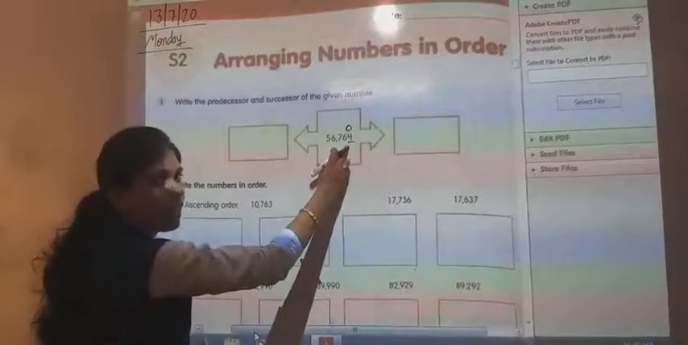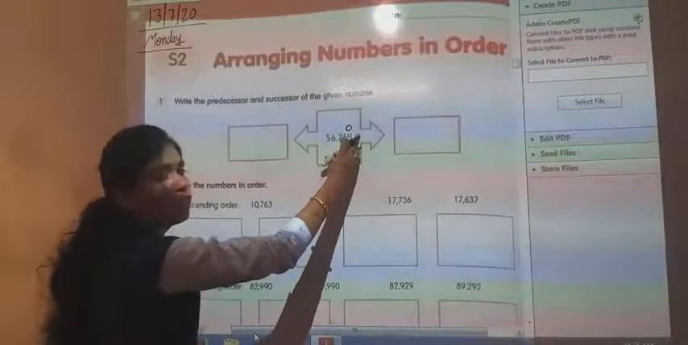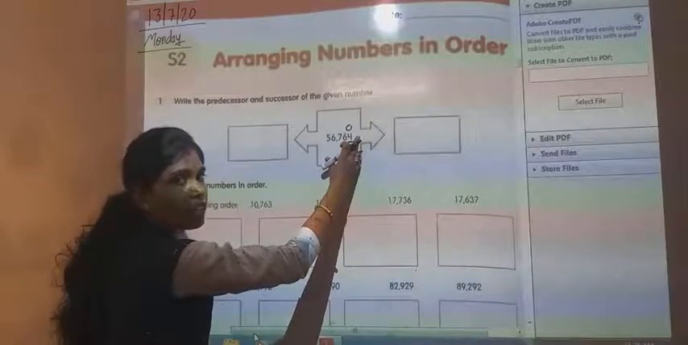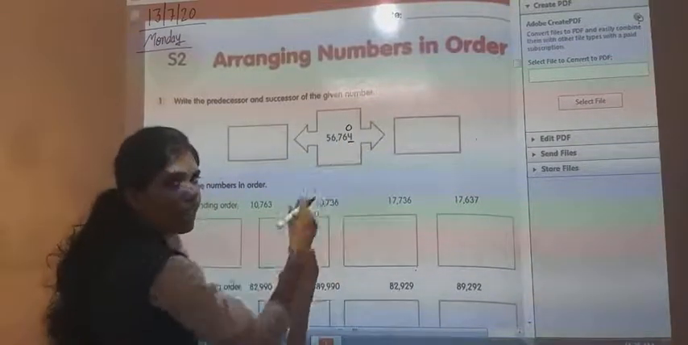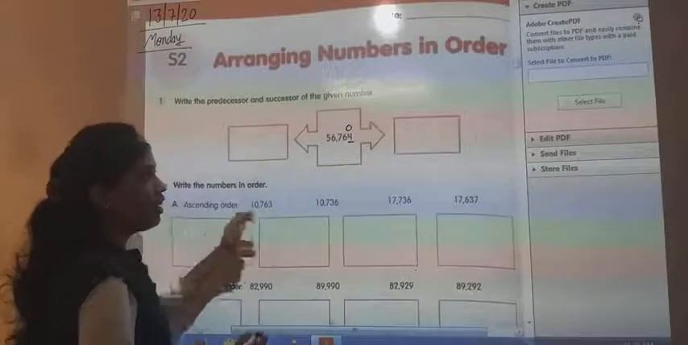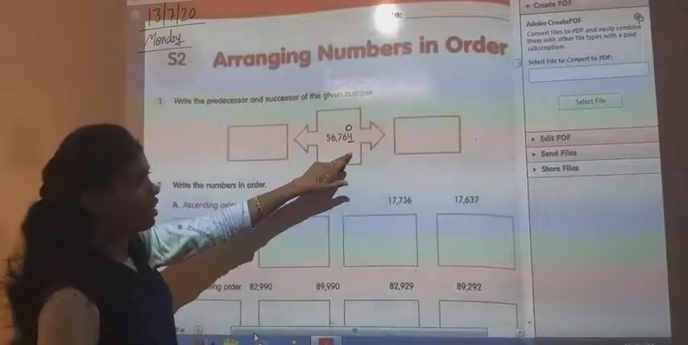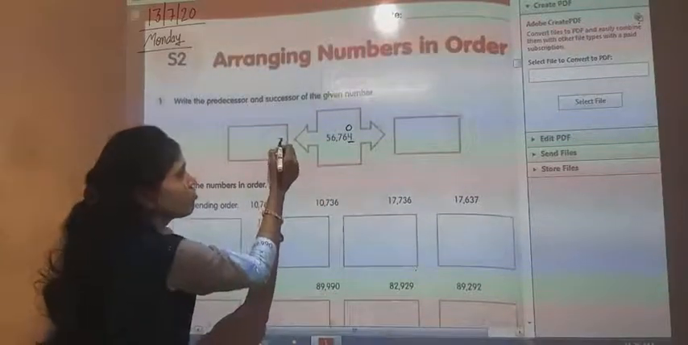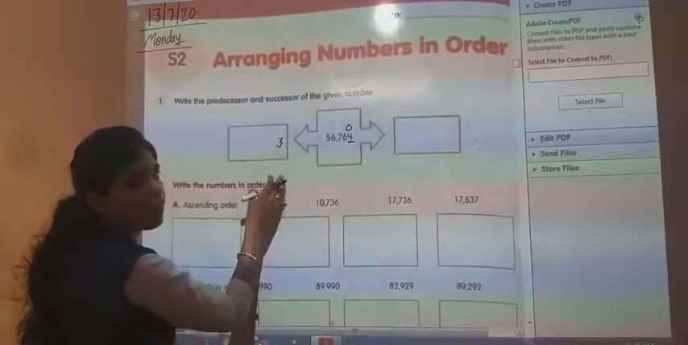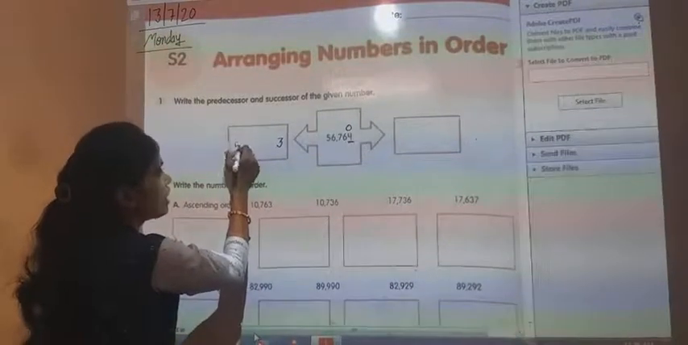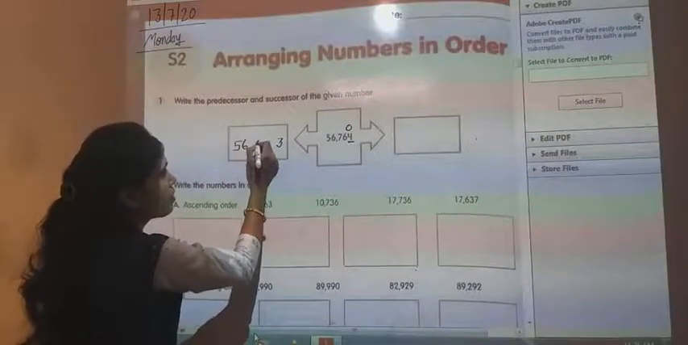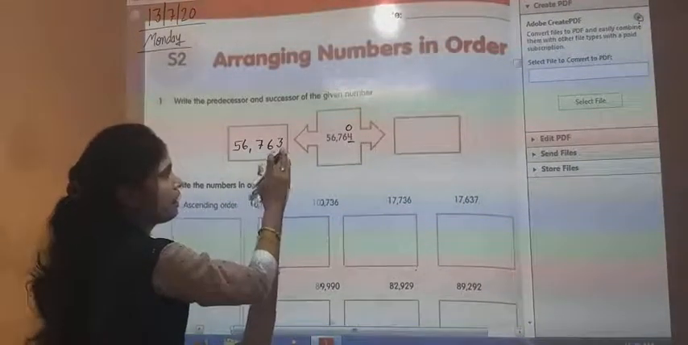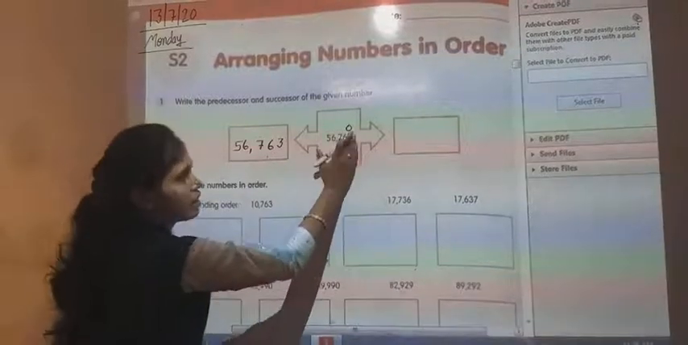So, we will subtract 1 from 4. What will come if we subtract 1 from 4? Yes, right, students. The number will come 3. Now the number will become 56,763. This one is the predecessor of this number.